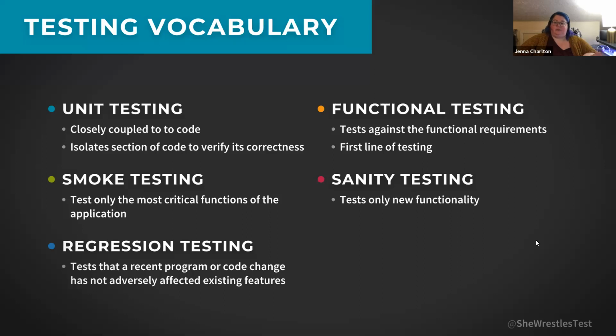So typically regression is just testing a recent code change. It's making sure you haven't adversely affected any existing features. But you're probably also going to see your testers talk about it as, we need to do regression testing because we're getting ready to go into an elevate, even though that's actually maintainability and maintenance testing. That's a whole other story.